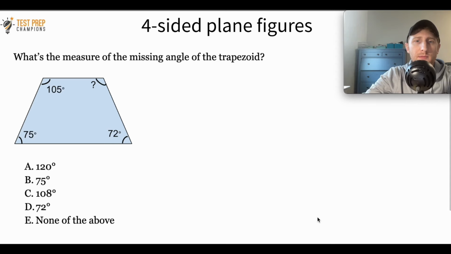What's the measure of the missing angle of the trapezoid? Is it A, B, C, D, or E? So now's your chance, if you'd like to pause the video, try to figure this out. And if you get stuck, don't worry about it because we're just going to go over the answer.